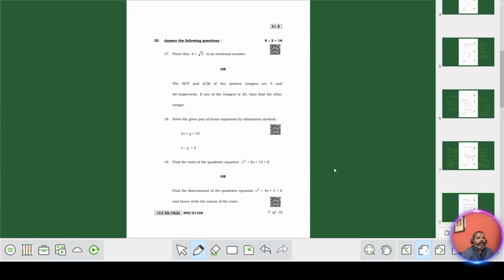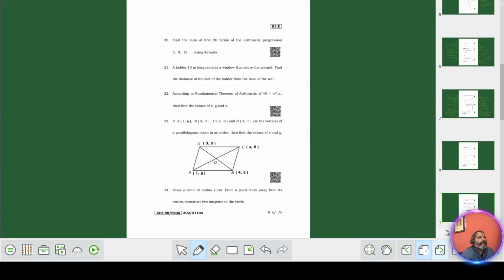Let's continue. 3 marks questions. I don't solve the repeated ones. I'll just refer you so that you can go through them via the links given in the description. This is again repeated. This is repeated. This is also repeated. You can refer to the links where I solved set A. Then the 20th is also repeated. This is not repeated. 21 is not repeated. We'll solve the 21.